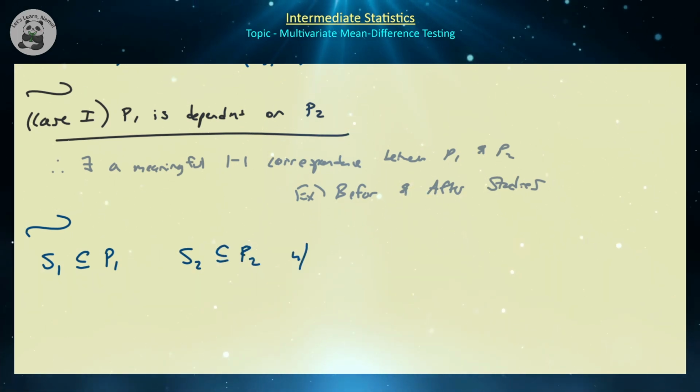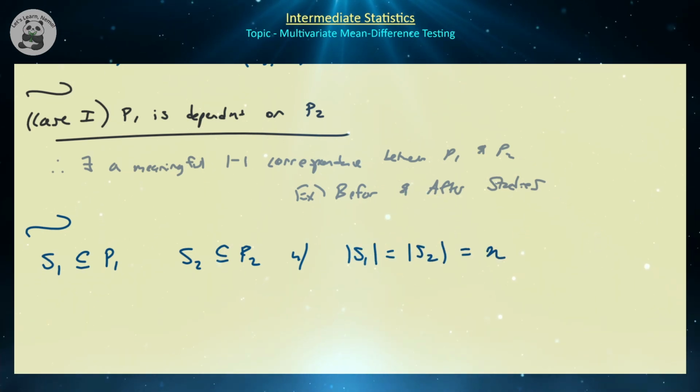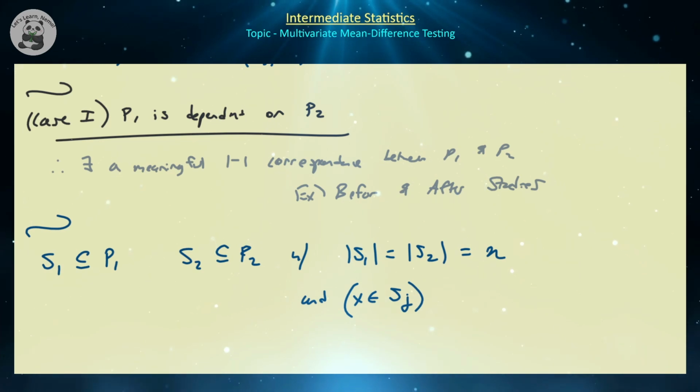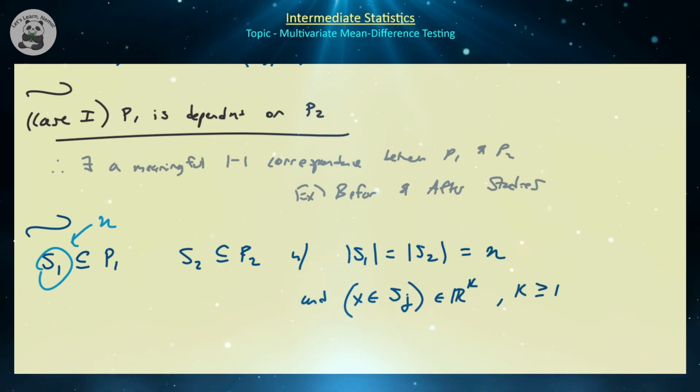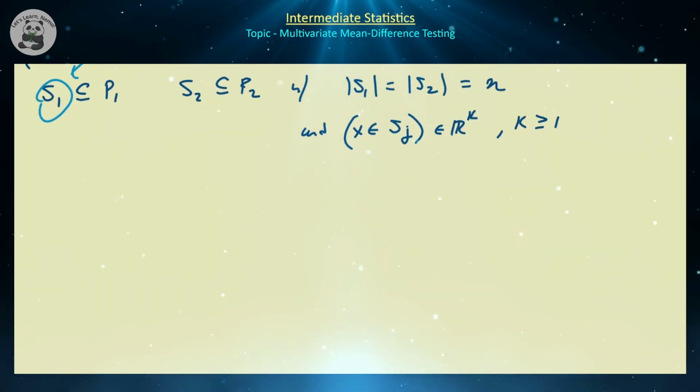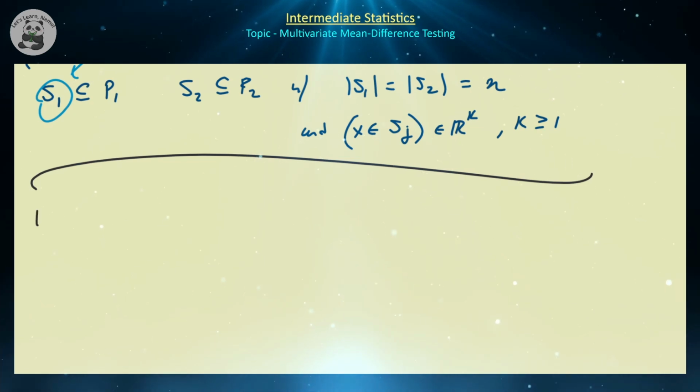And the restriction on these sets is that the size of S1 and the size of S2 are both going to be equal to n, and each of these x's in these sets are not just values but vectors, and those vectors are going to have k features each, and k obviously should be bigger than or equal to 1. So for example, we're going to collect n individuals, and for each of those individuals we're going to have a response associated to several questions. So let's actually take a look at what that looks like in terms of its underlying structure.